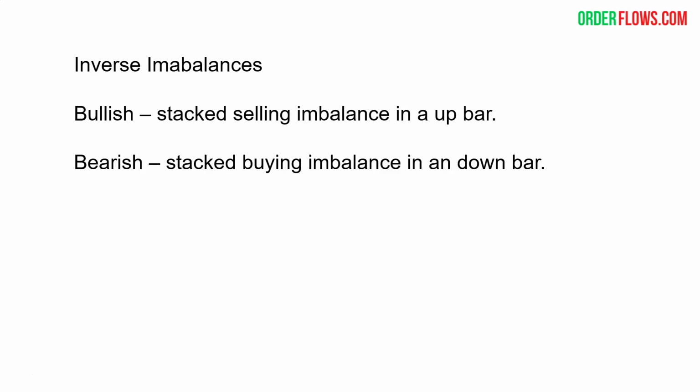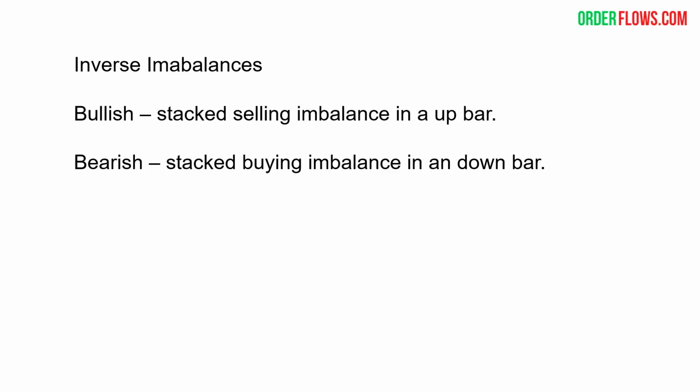Now, with stacked imbalances, you have bullish ones, you have bearish ones. A stacked buying imbalance would be an up candle, a green candle with three buying imbalances or more that are stacked neatly on top of each other at each level. A stacked selling imbalance would be three or more selling imbalances stacked neatly on top of each other in a down candle. Now, an inverse imbalance is a stacked imbalance, but with a bit of a twist.